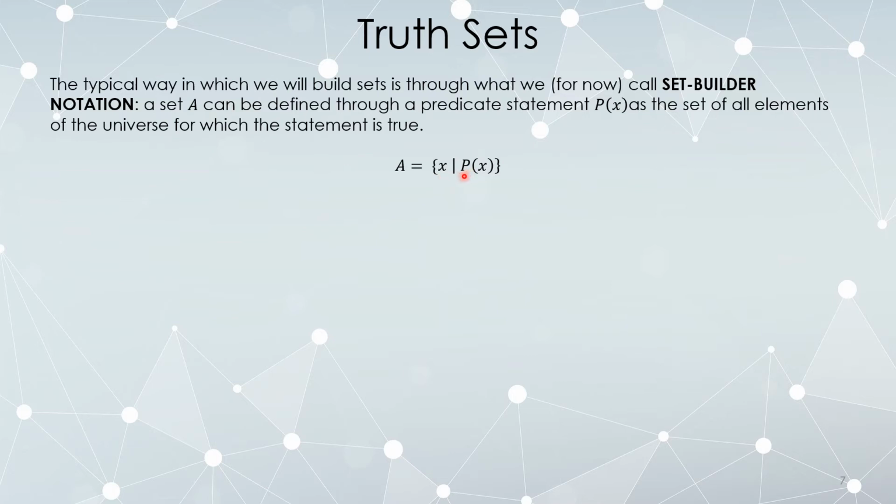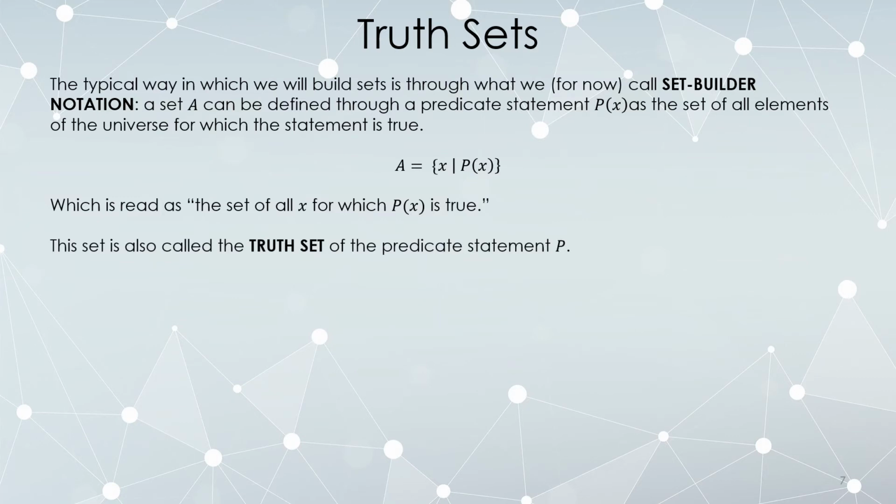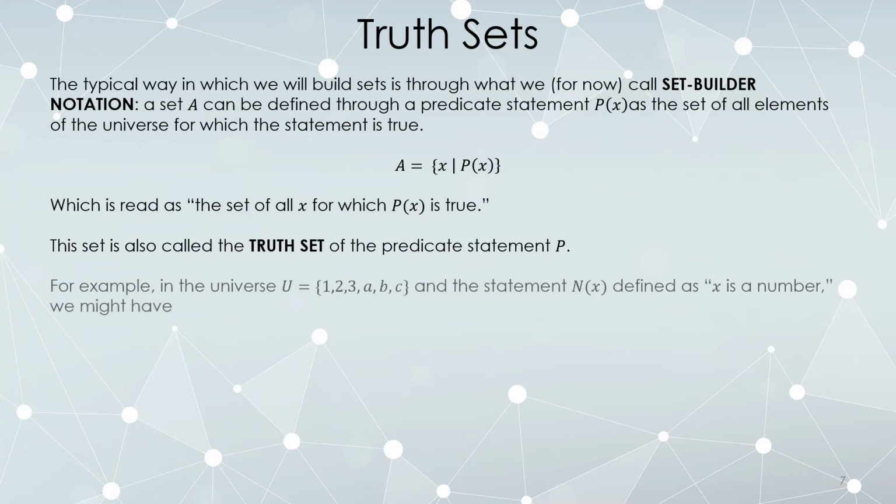So given a predicate statement, if I write this, what I've done is I've declared I'm talking about a set of elements of the universe such that the statement is true. This is called the truth set of the predicate statement P. It's the set of things in the universe where the statement was true.